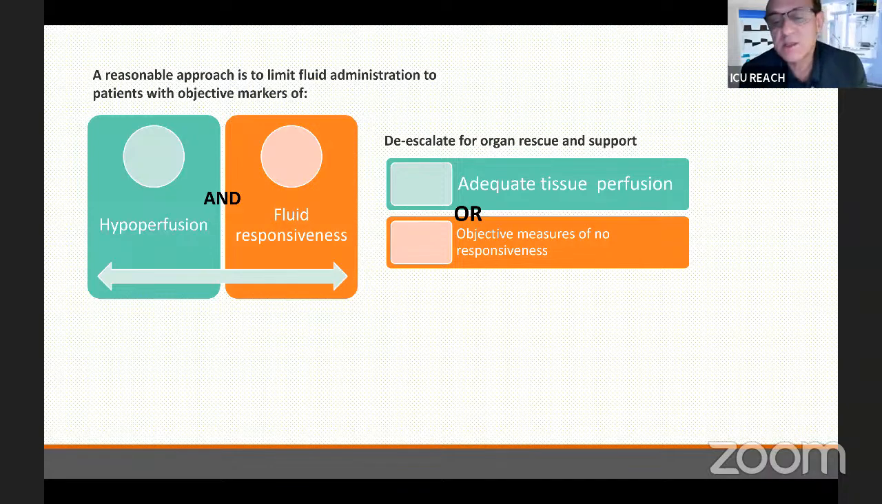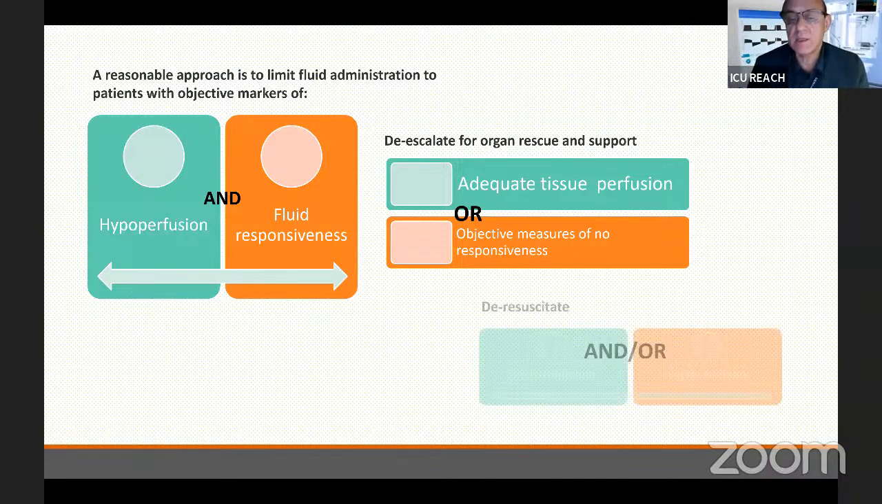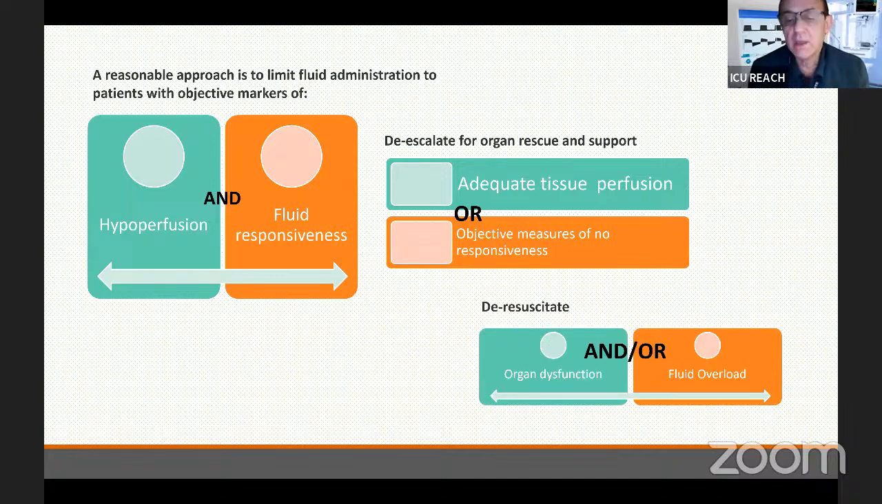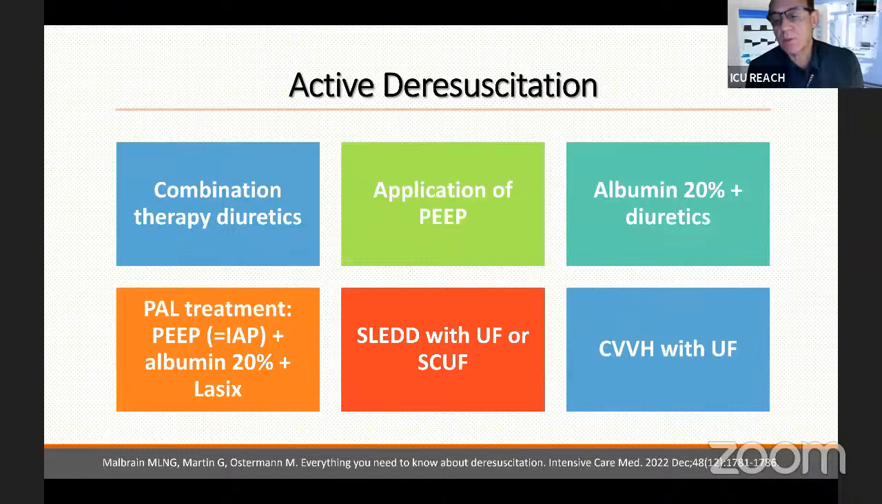Then you decide about de-resuscitation in the following phase. And this should be based on organ dysfunction. If you have organ dysfunction and fluid overload together, you start de-resuscitation. Or if you have only fluid overload without organ dysfunction, you also start de-resuscitation. And ways to do this, actually, I'm not going to talk about that in detail, but you have different approaches for this.